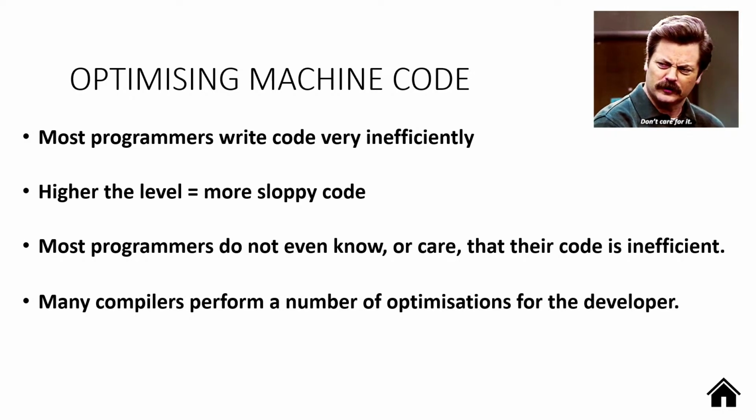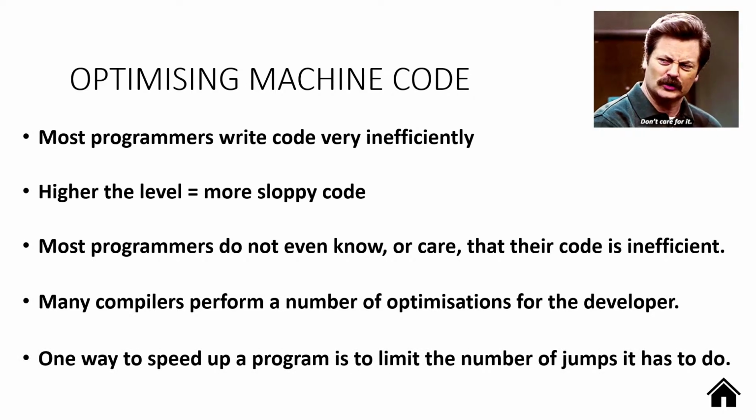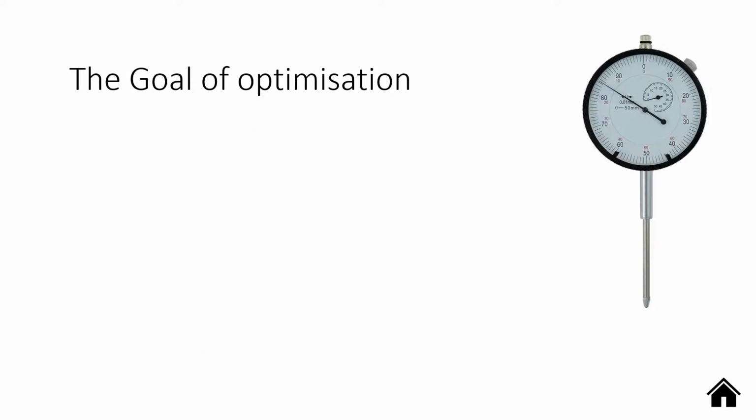Many compilers perform a number of optimizations for the developer. And one way to speed up a program is to limit the number of jumps it has to do. So if you're aware of hardware and communication, CPU, fetch, decode, execute, jumping, then you'll understand why that is a benefit, limiting the number of jumps.